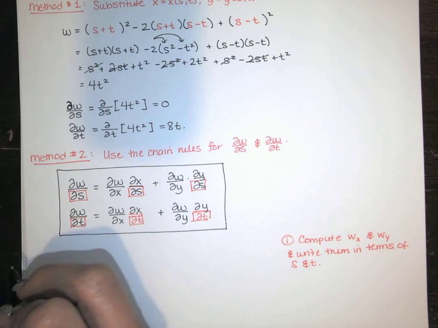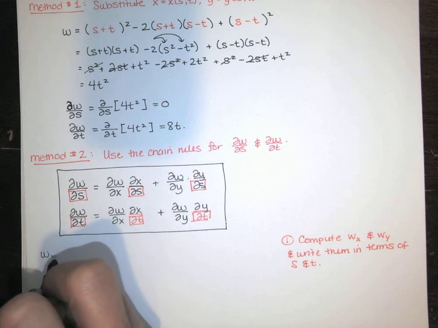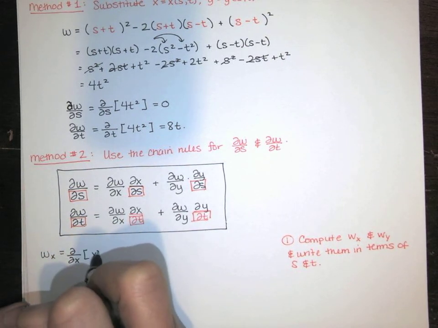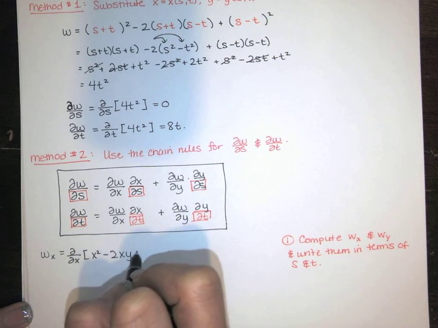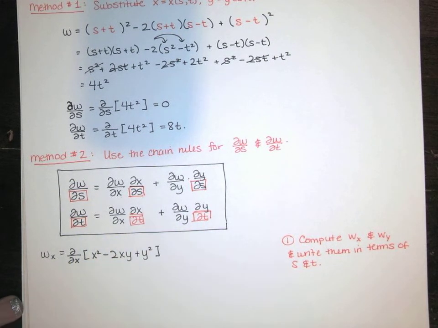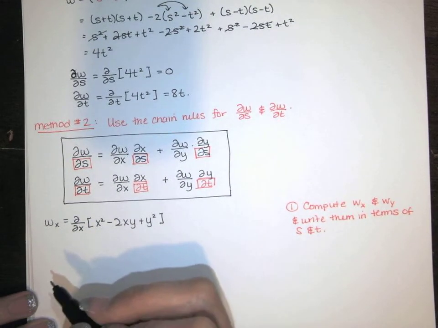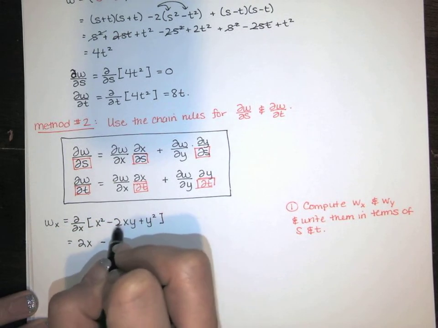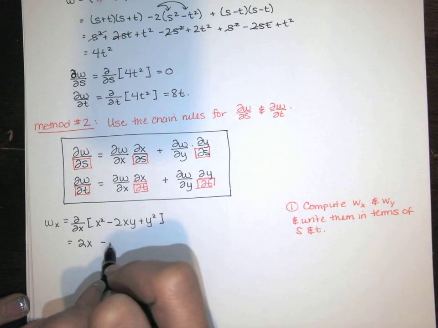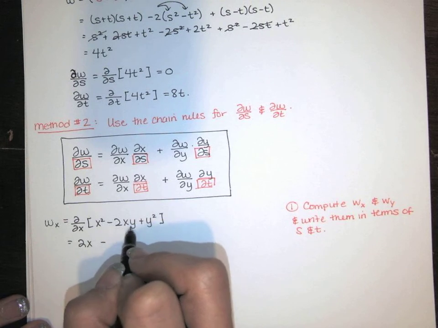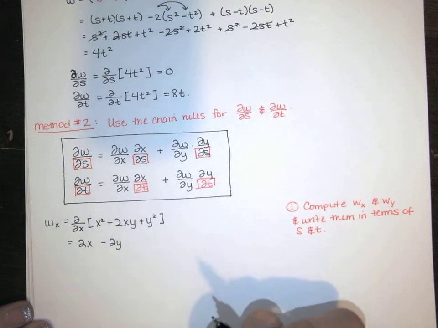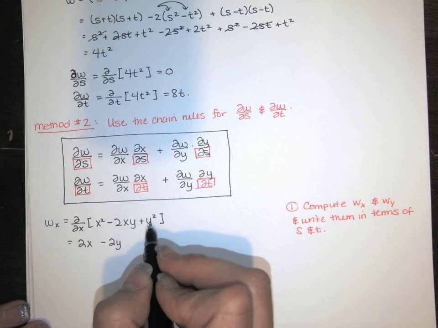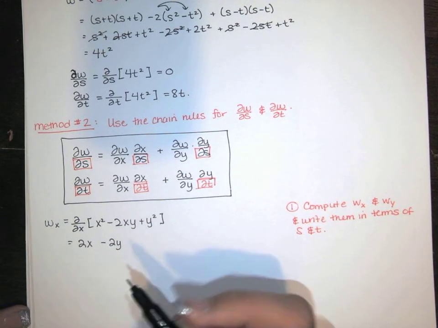Okay, so w was this function. It was x squared minus 2xy plus y squared. And if we're differentiating with respect to x, I get 2x. Here I've got a constant times x. The derivative of a constant times x is just the constant. 2 and y are behaving as constants. And if y is constant, the derivative of y squared is just the derivative of a constant, which is 0.